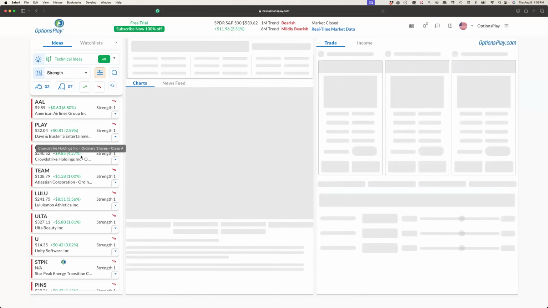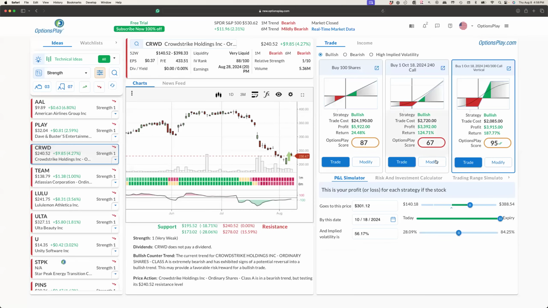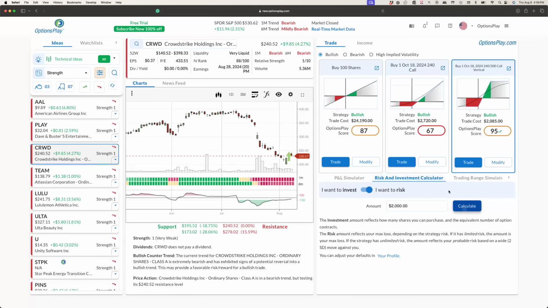So for example, if I'm looking at CrowdStrike here before, and I'm looking at maybe buying a call option here on CrowdStrike, I'll be able to quickly understand how many contracts I can trade.